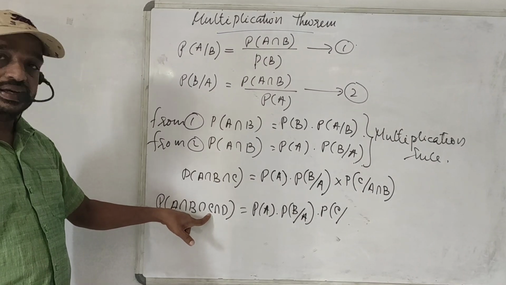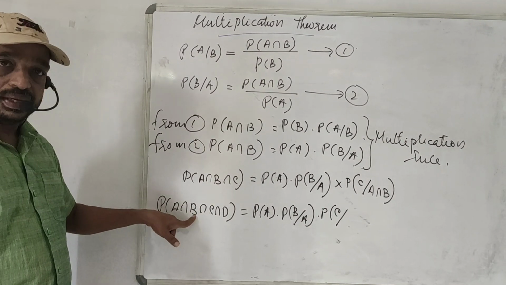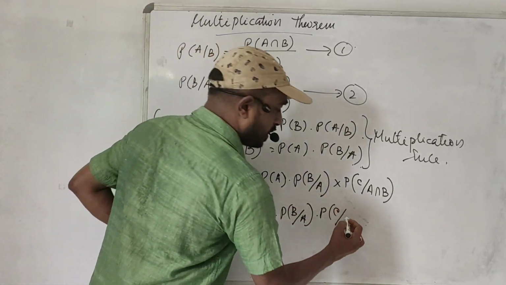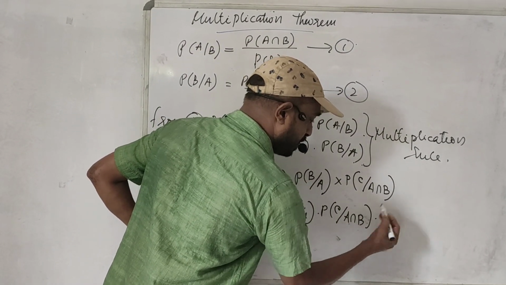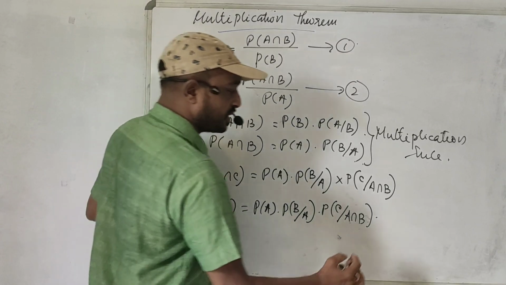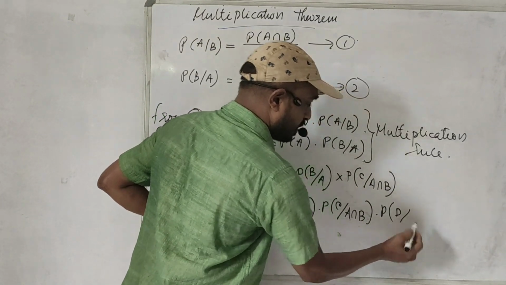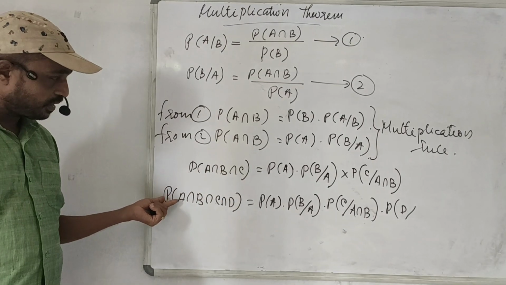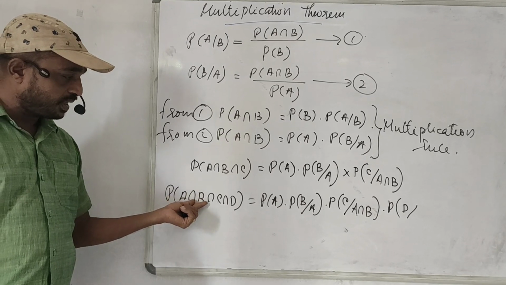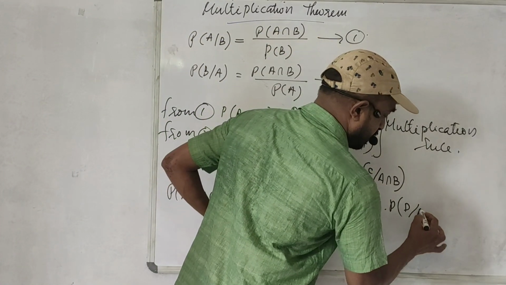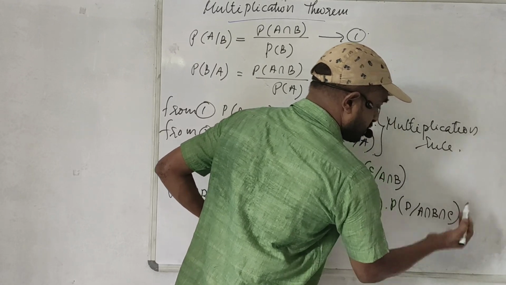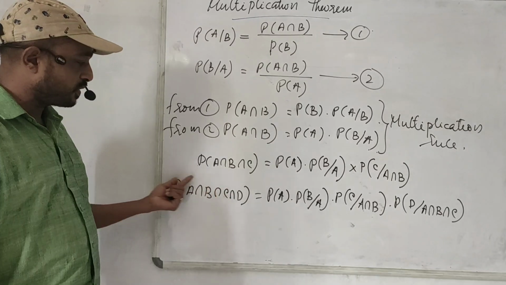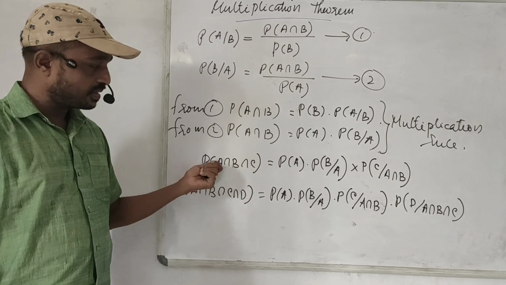So what are the events before the event C? Which are A and B. So P of C given both the events A and B have happened. So P of C given A intersection B into the last event, that is the fourth event D, into P of D given, all the events before D should have happened. So P of D given A intersection B intersection C. So this is the extension of the multiplication rule in the case of four events A, B, C and D.